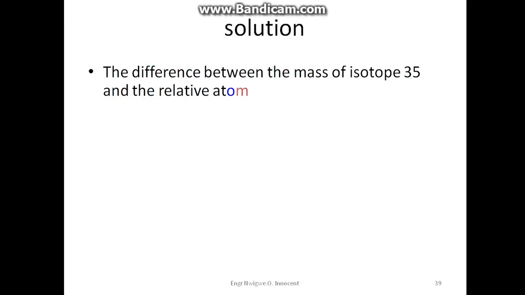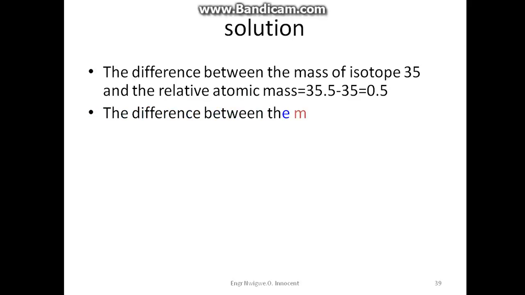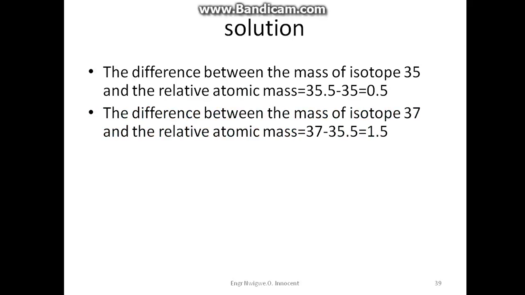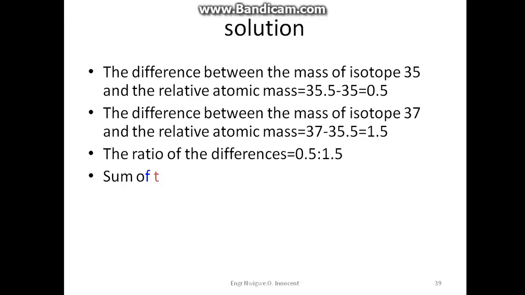Solution. The difference between the mass of isotope 35 and the relative atomic mass is equal to 35.5 minus 35, which is equal to 0.5. The difference between the mass of isotope 37 and the relative atomic mass is equal to 37 minus 35.5, which equals 1.5. The ratio of the differences is 0.5 to 1.5. Sum of the ratio is 0.5 plus 1.5, which gives us 2.